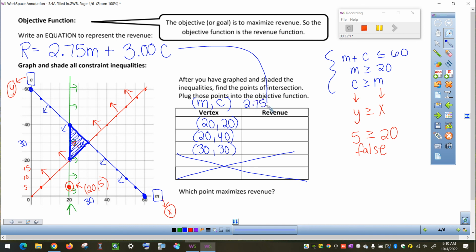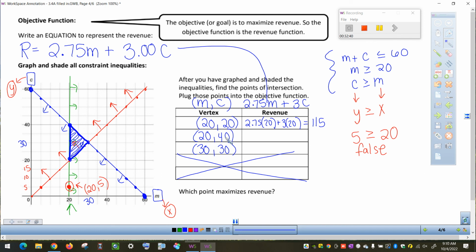So that's going to be 275 times M plus $3 times C. All right, so let's test our first combination, 20 muffins and 20 cupcakes. So I'm going to do 275 times 20 and $3 times 20. It looks like that first revenue is $115.